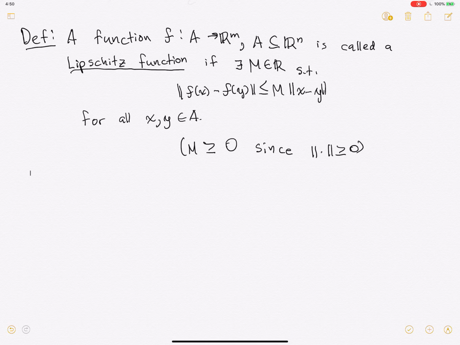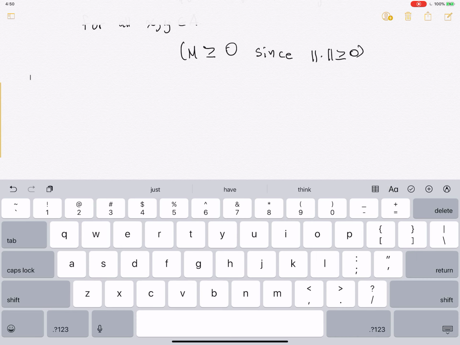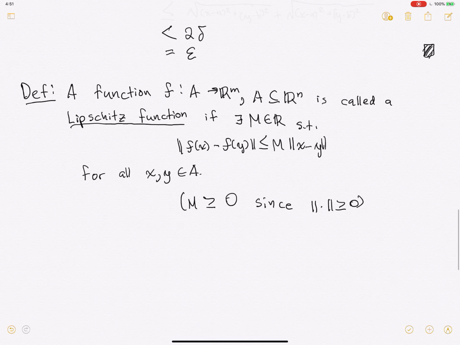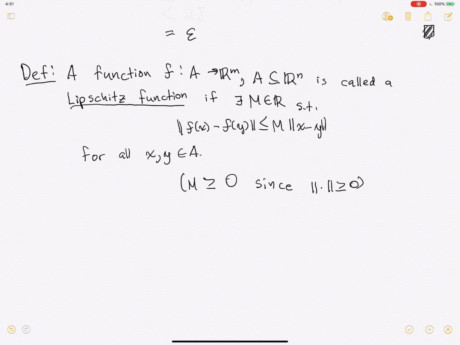Not sure where this mark came from. Oh, that's an I. Oh. How do I get rid of that? There we go.